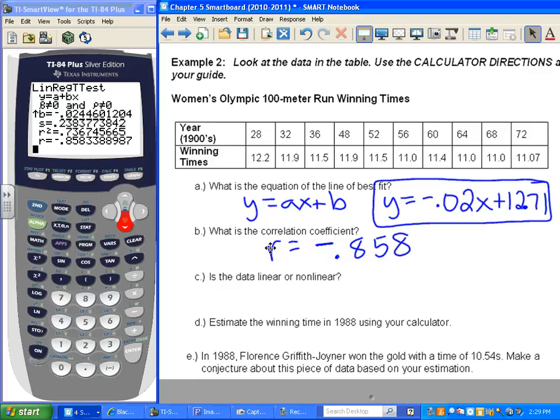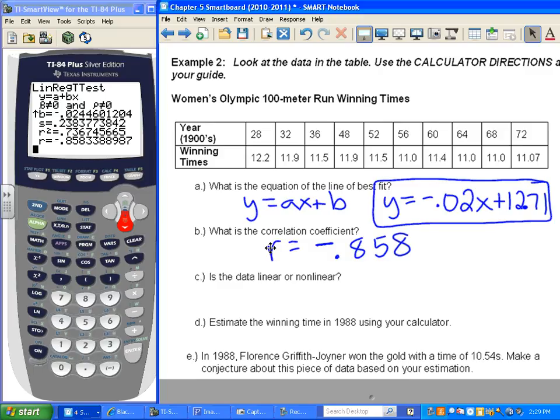Correct. They're getting faster as the Olympics go on. So as we progress in time, people are getting faster. Makes sense because we have more information. We have better training skills. We know how to get these people more in shape and prepared. Okay. Any questions on that process?